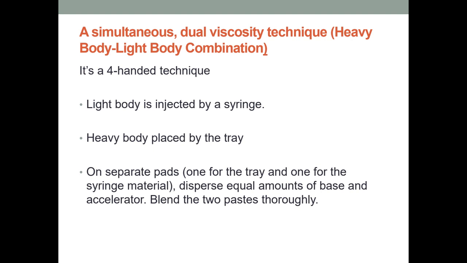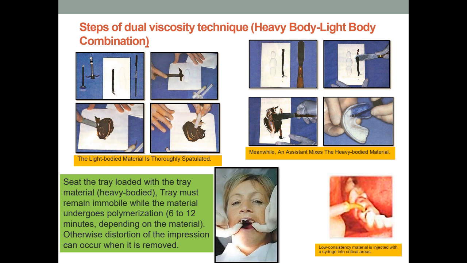Now, when we are using a material like heavy body, it is also called the four-hand technique. In this technique, we are using a light body and the heavy body at the same time. We will see step by step why we call this technique the four-hand technique. Because in this technique, we have to mix heavy body and the light body at the same time, so we require two people. One is mixing the light body, and the other is mixing the heavy body.